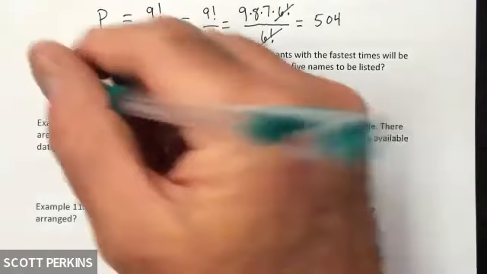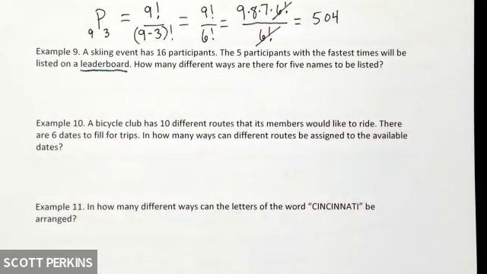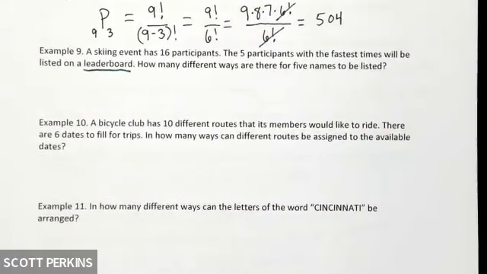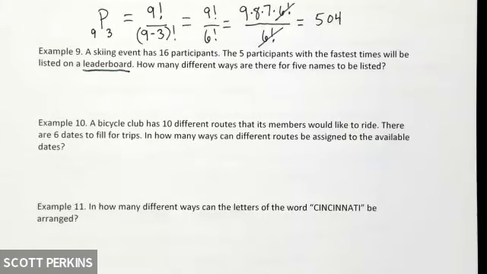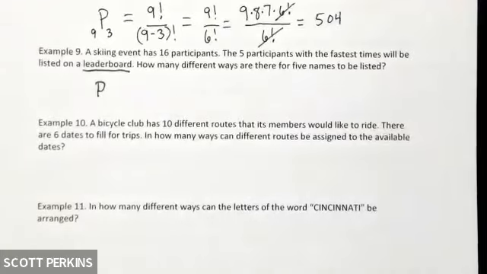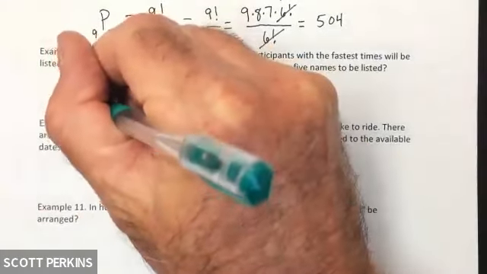Yeah, it's a leaderboard, right? It's first, second, third, fourth, fifth. So order matters. Okay, so fantastic, great. So I underlined leaderboard because that's why I know it's a permutation problem. Once you identify that, the rest of this shouldn't be too big of a deal once you get used to using this formula.